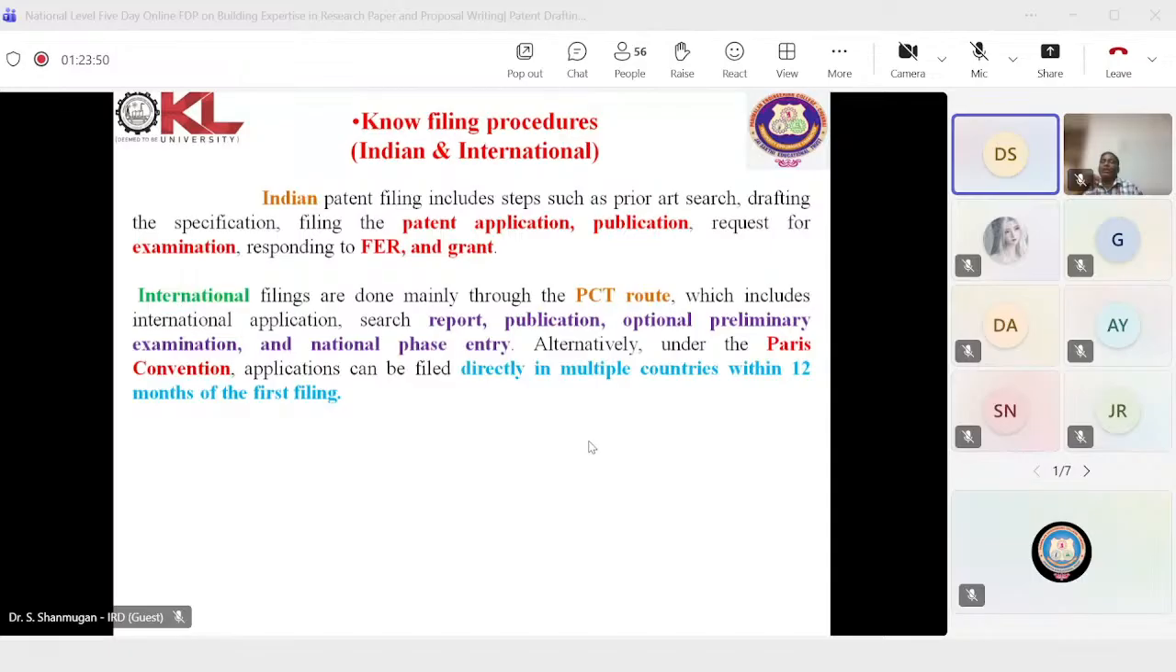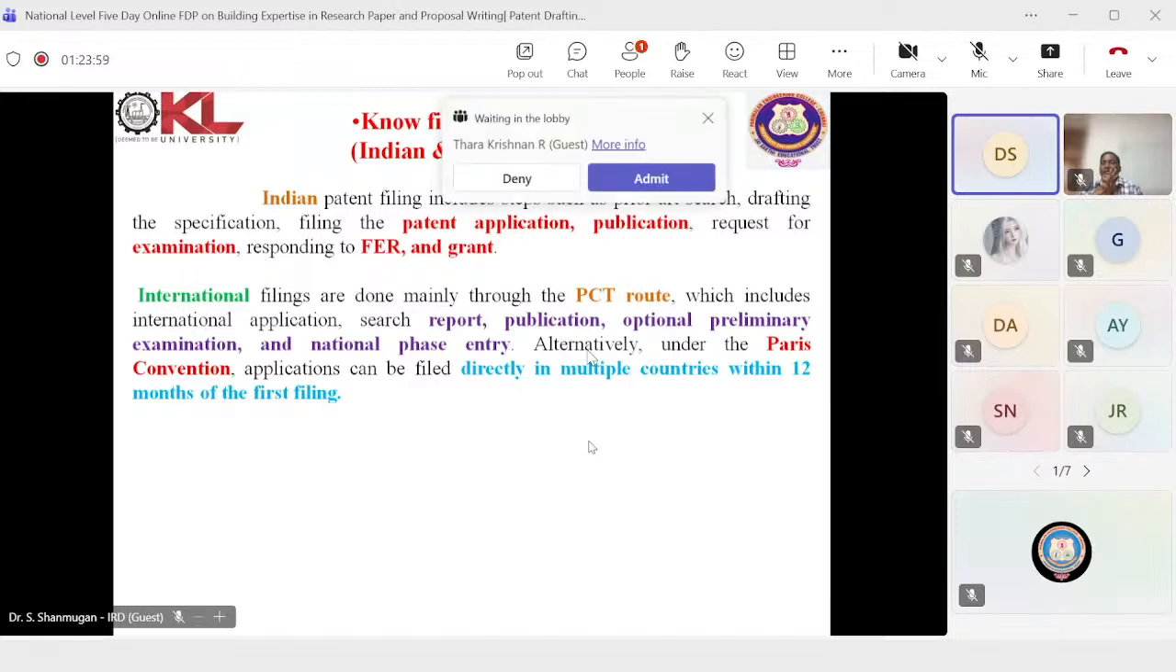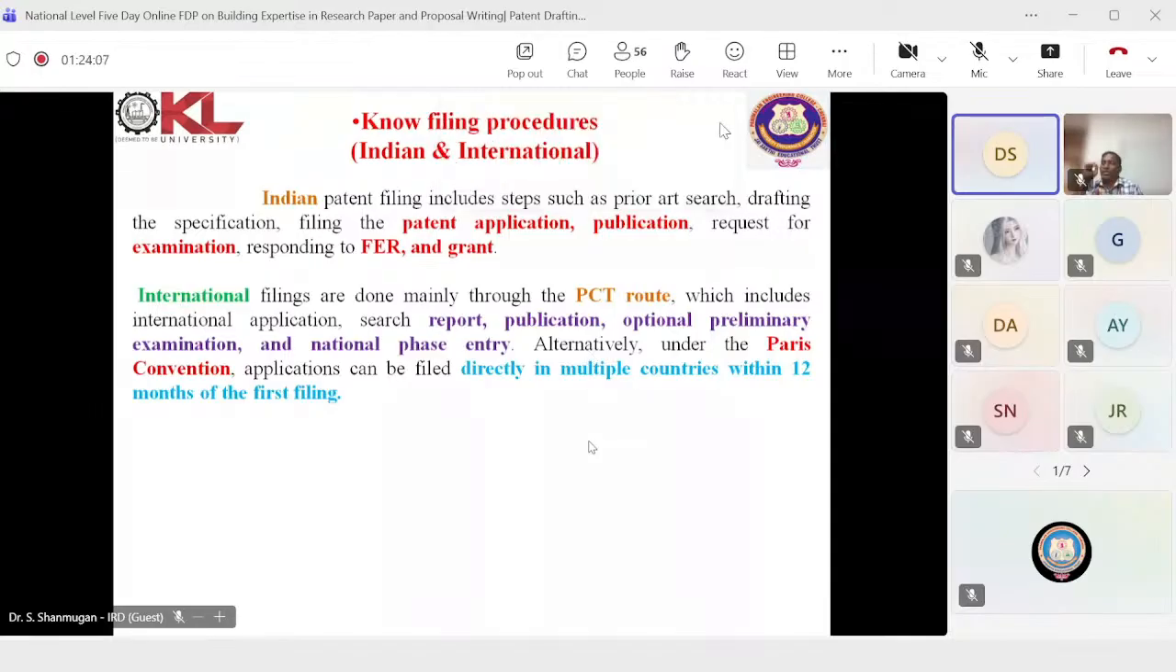That's the Indian and the international. This is one of the very important curriculum items. For the Indian patent, several steps are already available. Whatever your priority, you can give it: some drafting, that is the specification filing for the patent application. Publication is very important, as I already said. Then request examination, responding to your FER, and the grant. Okay, so that's very useful to you.